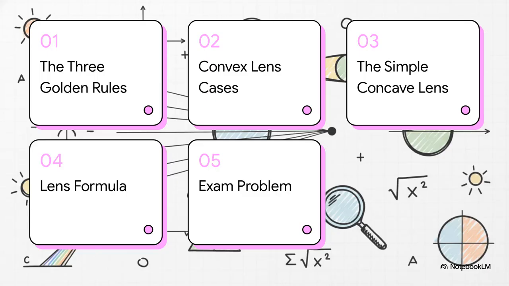So here's our game plan. First, we're going to nail down the 3 unbreakable golden rules for drawing rays. Then, we'll put those rules to work to understand both convex and concave lenses. After that, we'll dive into the math with the lens formula. And to wrap it all up, we'll solve a real exam problem together. You ready? Let's do this.